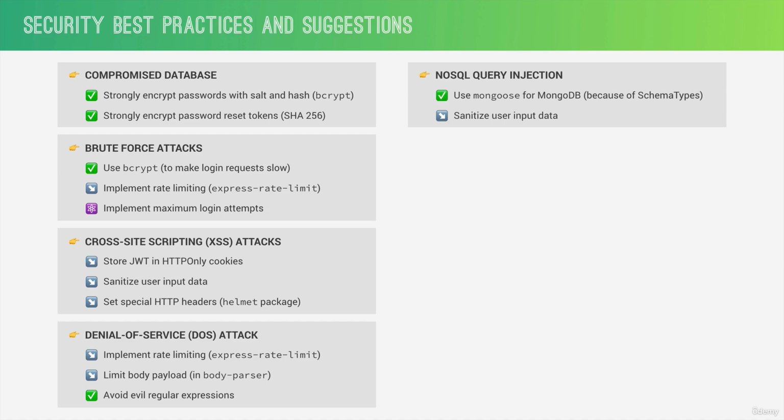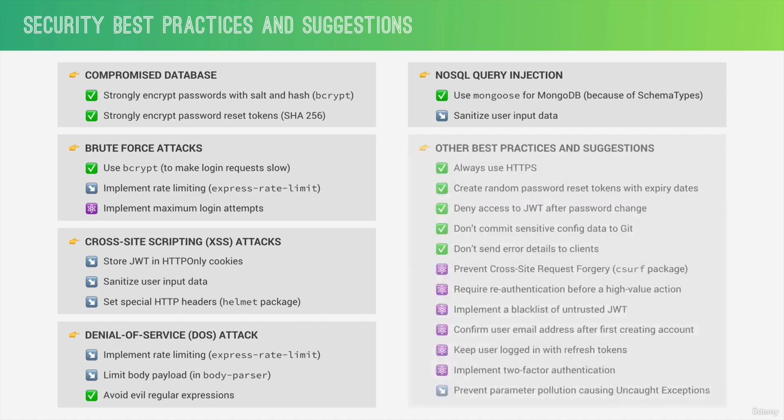Alright, and now to finish, I just have a couple of best practices and suggestions on how to improve the authentication and authorization mechanisms that we implemented. So the first thing I need to repeat over and over and over again is that in a production application, all communication between server and client needs to happen over HTTPS. Otherwise, anyone can listen into the conversation and steal our JSON web token.